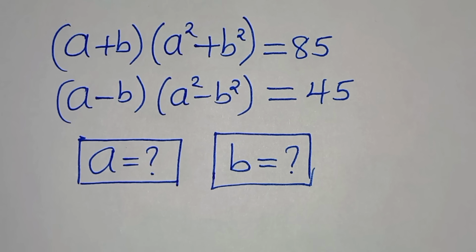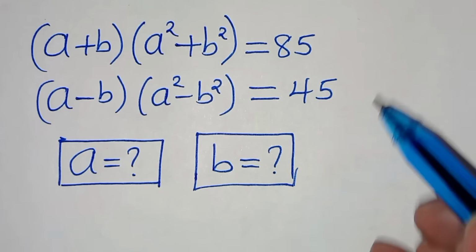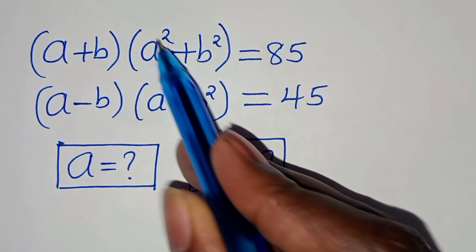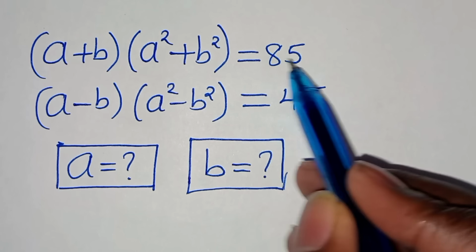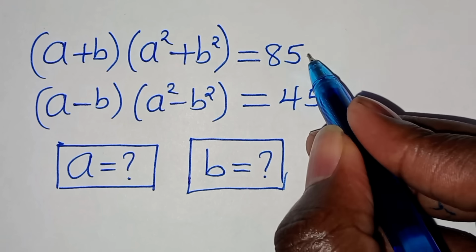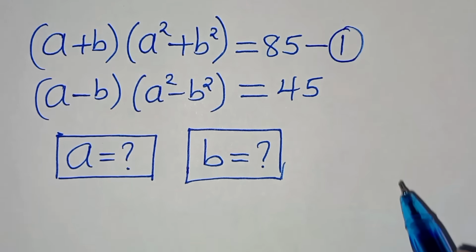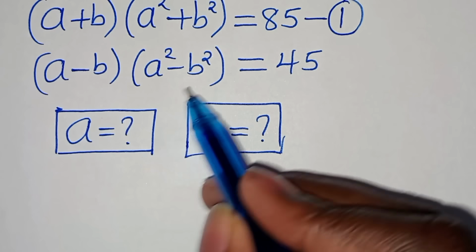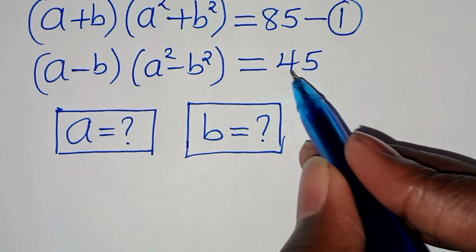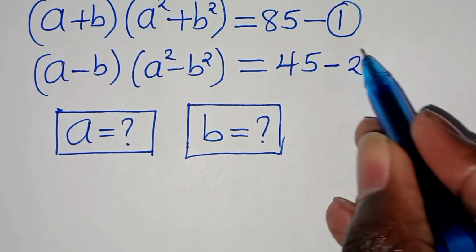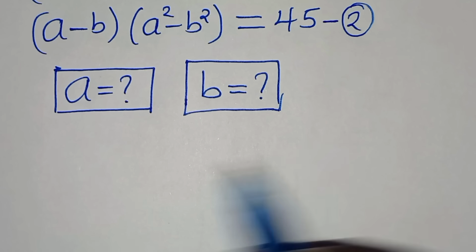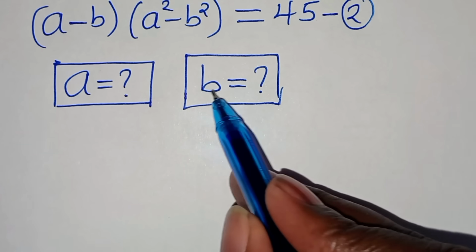Hello everyone, you're welcome to solve this nice algebra problem, which is (a + b) multiplied by (a² + b²) equals 85. Let's call this equation 1. Now we have (a − b) times (a² − b²) equals 45. Let's call this equation 2. So what is the value of a and what is the value of b?